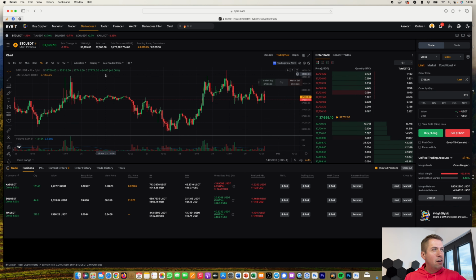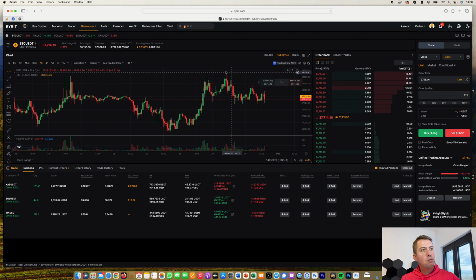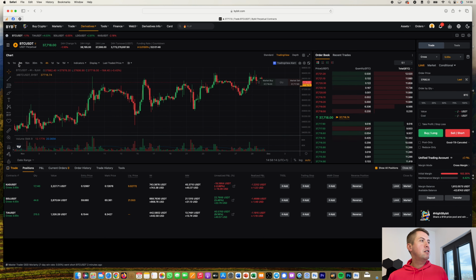Okay, when you open the derivatives portal or the contracts here, you can basically see a price chart. One candle here right now is 1 hour. You can change that to like 4 hours or 1 minute or whatever you like.